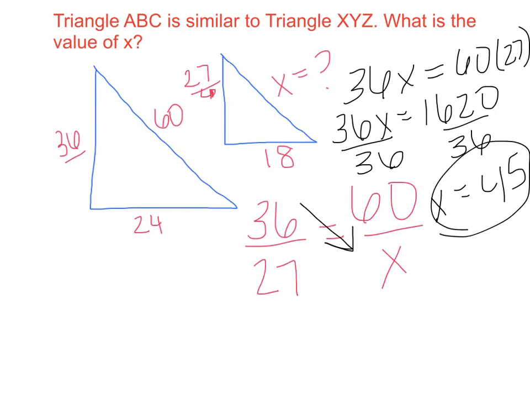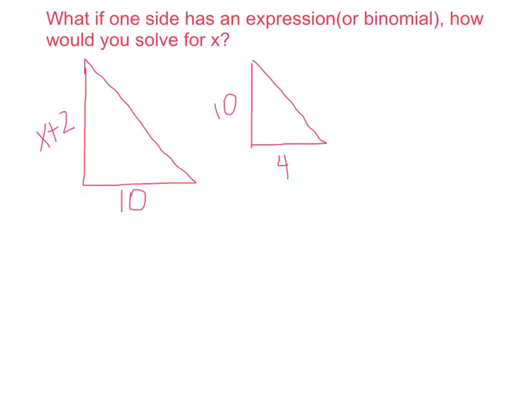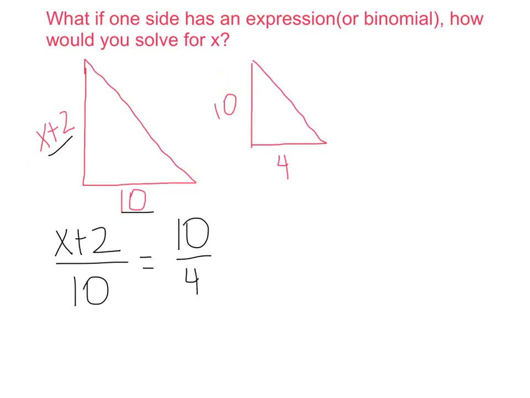Let's try the next one. This one has a binomial, which means x is added to a number. So this will be a little bit more difficult. So you can pause it and try it on your own, or you can work through it with me. So let's set this up. We have x plus 2 over 10, which are these two numbers, equals 10 over 4, which are these two numbers. Now we're going to cross multiply and solve for x.